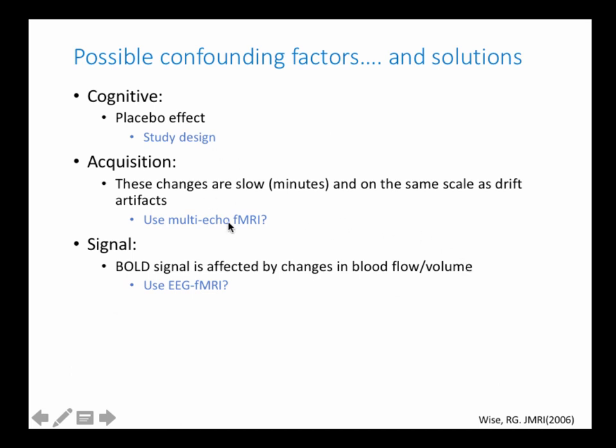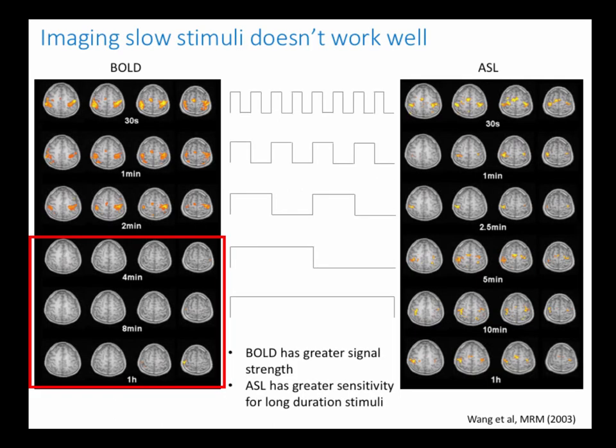So a little bit more about difficulties in terms of acquisition of the data. If you're looking at, say, drug uptake in the brain, these are really slow changes, and they're on the same scale as drift artifacts in fMRI. So one of the solutions to that is to get multi-echo data.